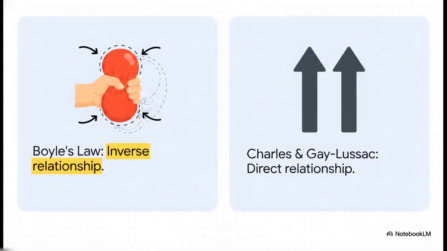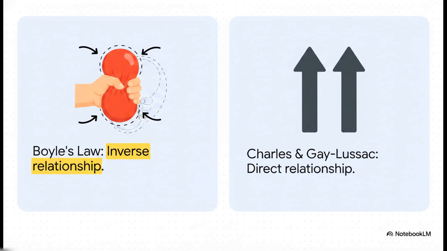Now notice the difference in these relationships. Charles's and Gay-Lussac's laws show direct relationships, meaning if one variable goes up, the other goes up. They move together as a team. You actually experience Charles's law every single winter, when the cold temperature causes your car tires to lose volume and look a little flat.